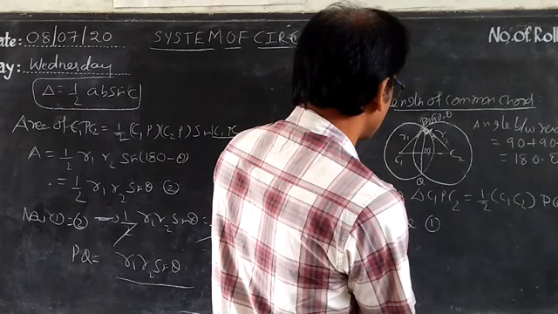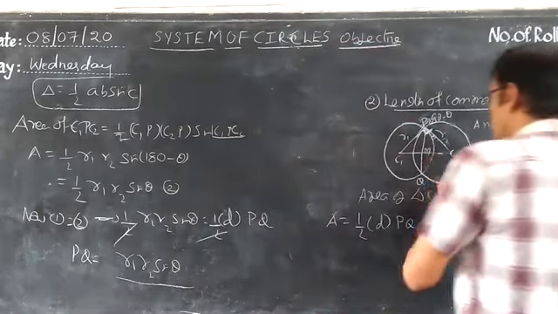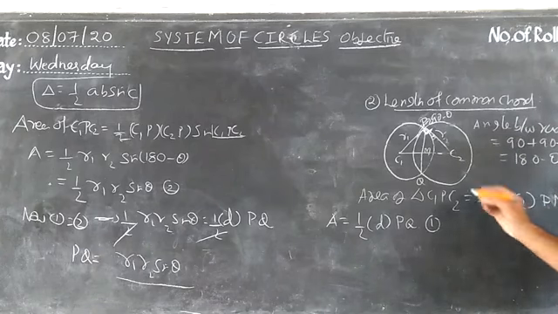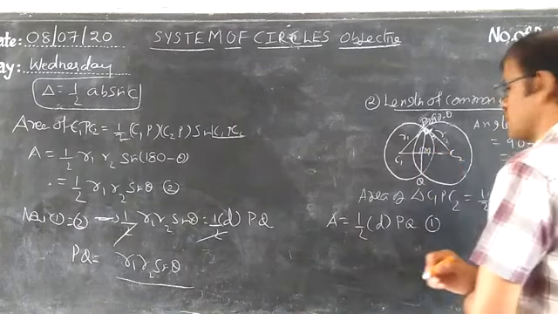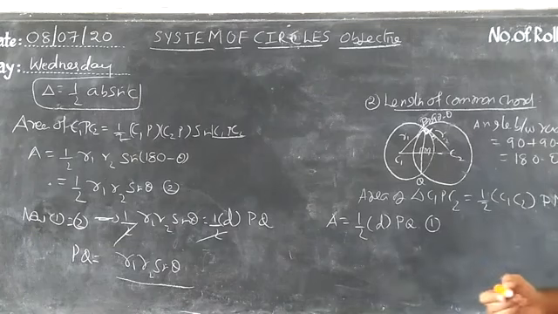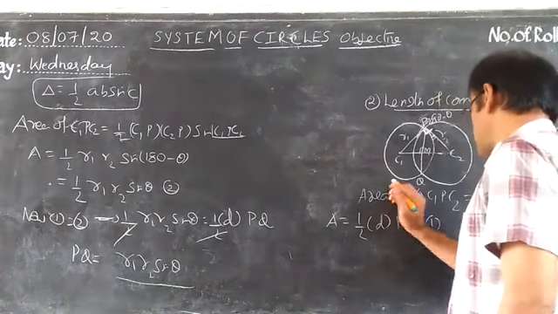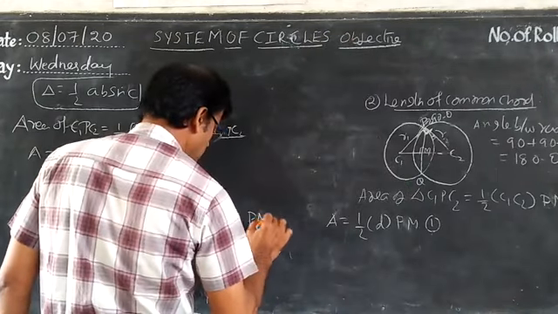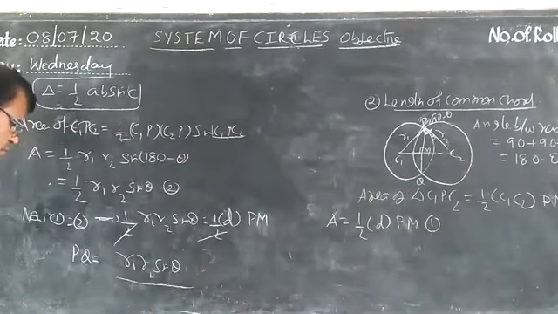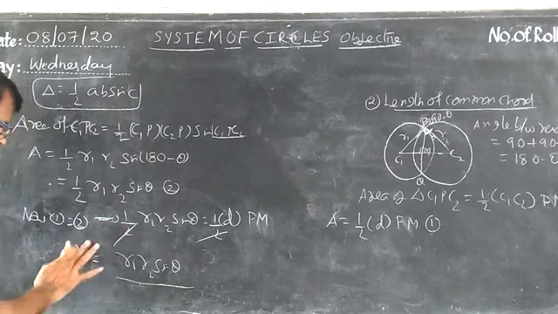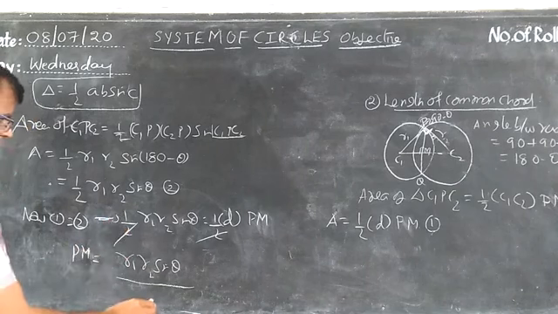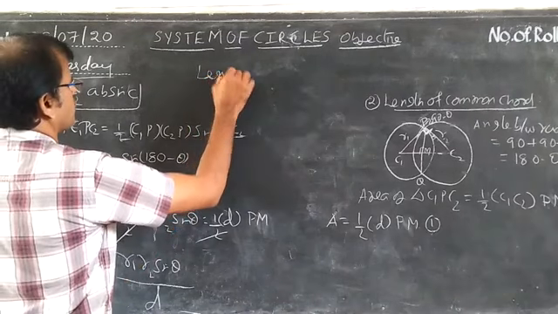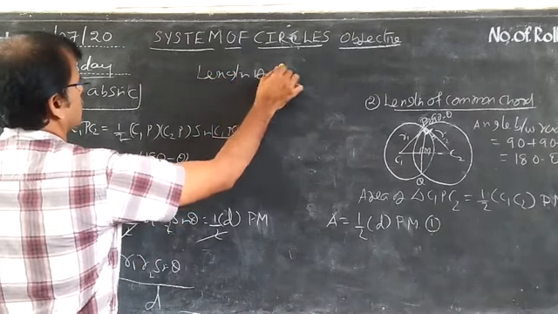Here H means not the full height, only half. Only PM is the height of this small triangle. So PQ becomes 2 PM. So PM is equal to R1 R2 sin theta by D. So the length of the chord, total PQ, we can write.